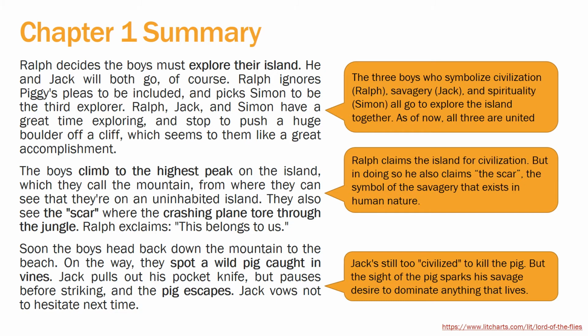I just want to bring your attention to the fact that in the first paragraph we have Ralph, Jack, and Simon going exploring. And as you will see, Ralph, we know, represents civilization, Jack represents savagery, and Simon represents spirituality or religion. All right? Because in the old days, fainting was associated with people who were very spiritual or religious.